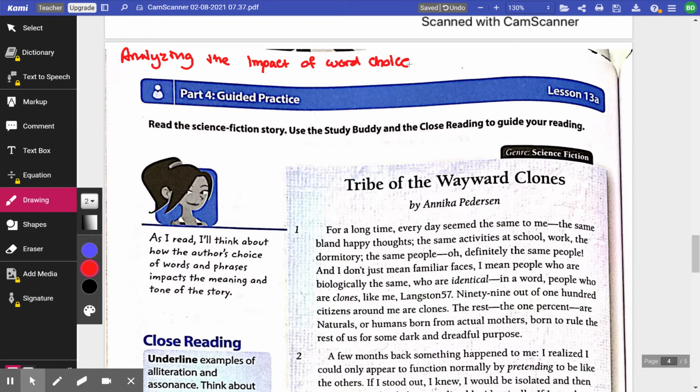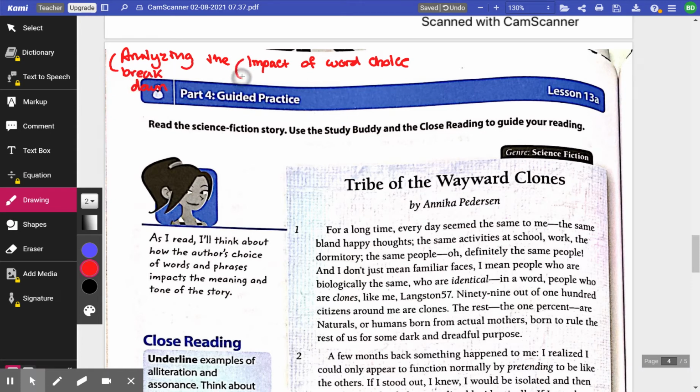Okay, so next I'm going to go ahead and break apart my title so I can figure out exactly what this lesson wants me to do. So I know analyzing involves breaking something down to take a closer look at it. So underneath analyzing, I'm going to write breakdown.